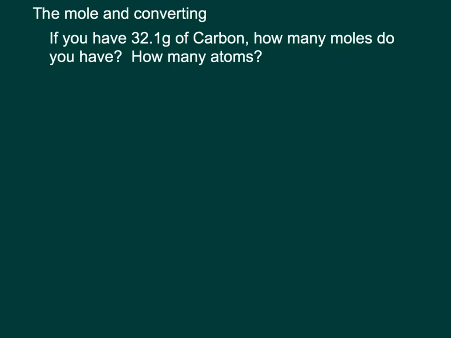So looking at this problem, if you have 32.1 grams of carbon, how many moles do you have and how many atoms of carbon would that be? Well, we know we need to convert from grams of carbon to moles and then eventually from moles to atoms. So the first thing we're going to need to do is figure out how many grams of carbon there are in 1 mole of carbon. Okay, so to do that we need to use the periodic table.